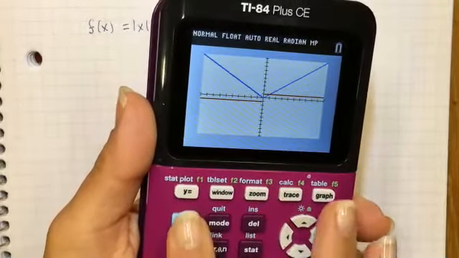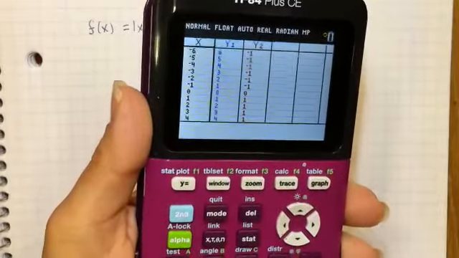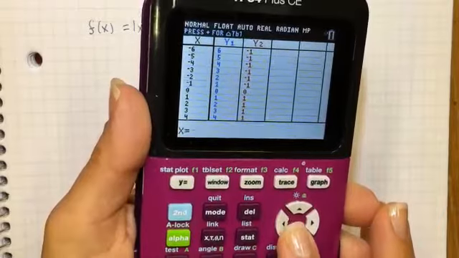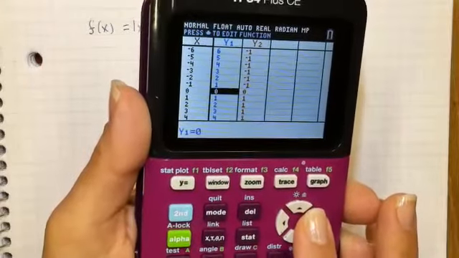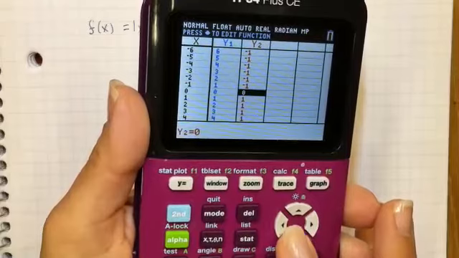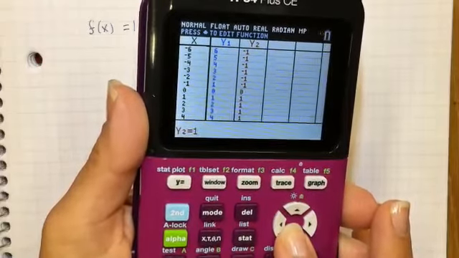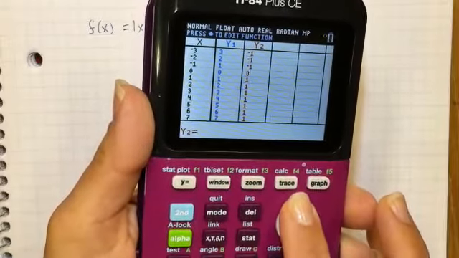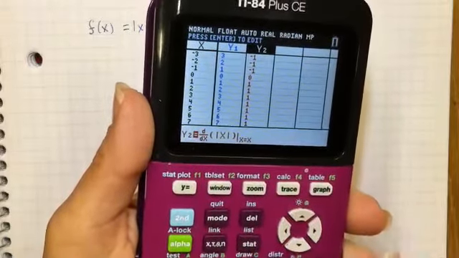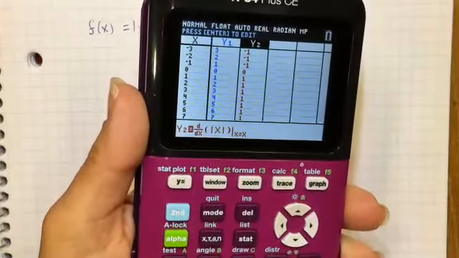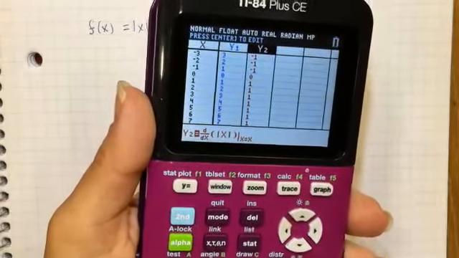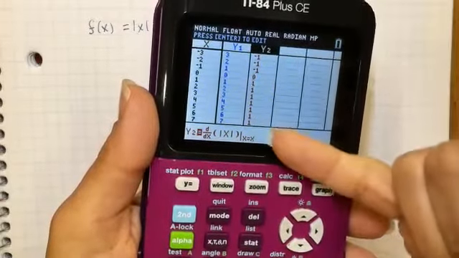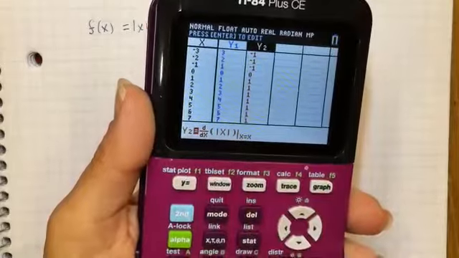If you go to your table, second graph, I was just playing around. Notice that at absolute value 0, the derivative is 0, and then notice how all the slopes are 1 for positive x, and all the slopes are -1 for negative x. Okay. If you look at the bottom too, it tells you I'm in the column y2 and my y2 equation. There it is.